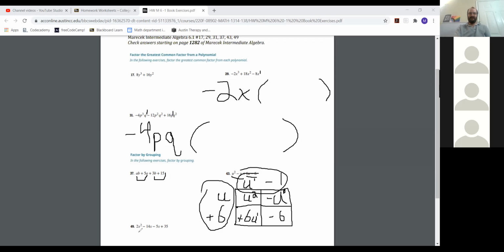Y'all think I can get this last one? I'm working on it right now. All right. So you can either do factor by grouping or you can do the box. Oh, gee, I worked through most of this. I gotta let y'all do a little bit of work on your own, right? I can't do everything.